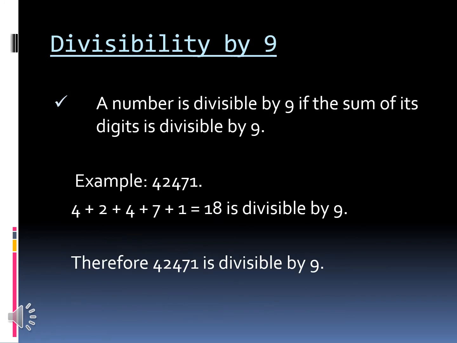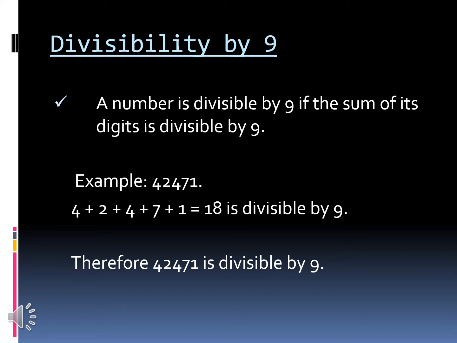Divisibility by 9. It is much more similar to the divisibility rule of 3 that we already studied. It is almost the same. The number is divisible by 9 if the sum of its digits is divisible by 9. So again we have to find the sum of all the digits. If the sum is divisible by 9, the complete number will be divisible by 9.